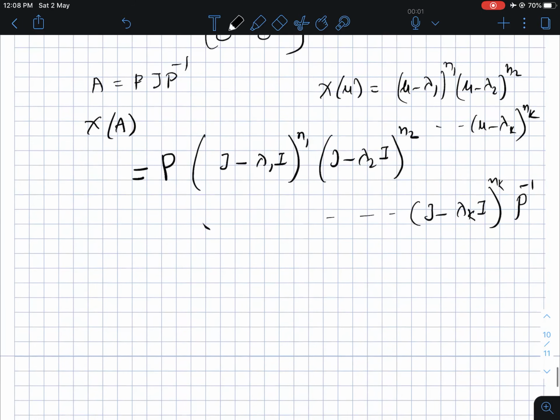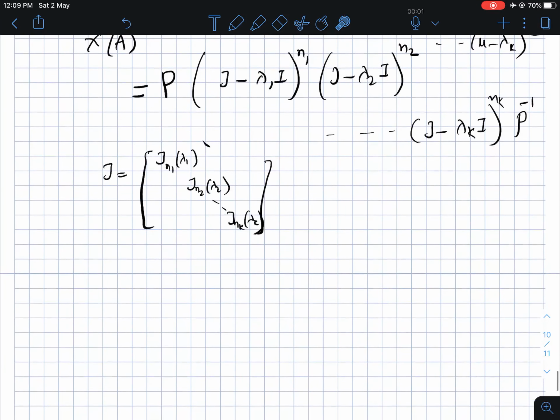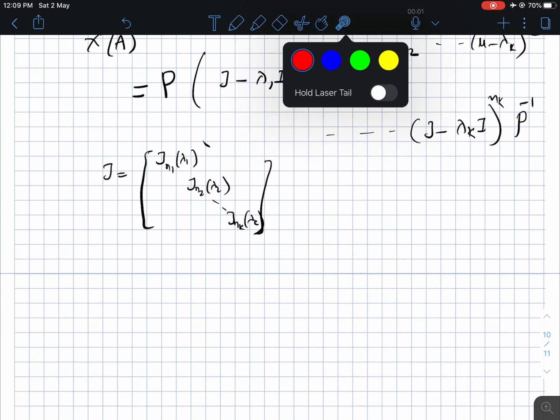So what is J? J is block diagonal. It's not diagonal like before, but it's block diagonal, and the blocks are the Jordan blocks. So this is going to be J_n1(lambda 1), J_n2(lambda 2), and J_nk(lambda k). These are going to be the blocks. Now when you take them to the power of n1, when you subtract lambda 1 I, lambda 1 gets subtracted from everything, and then you are taking it to the power of n1.